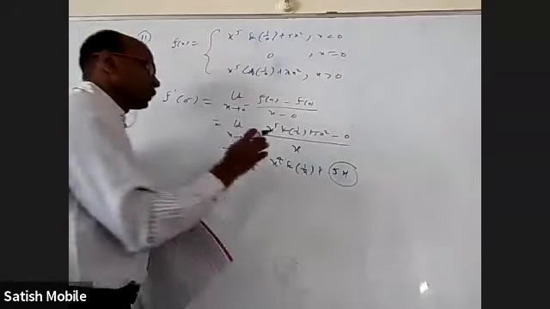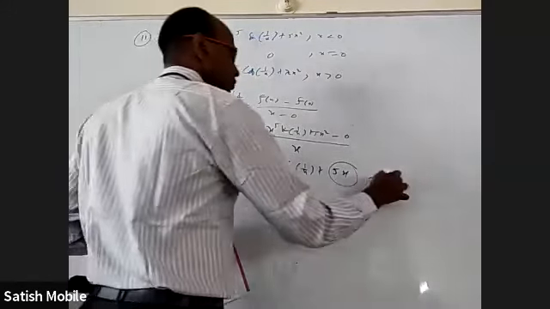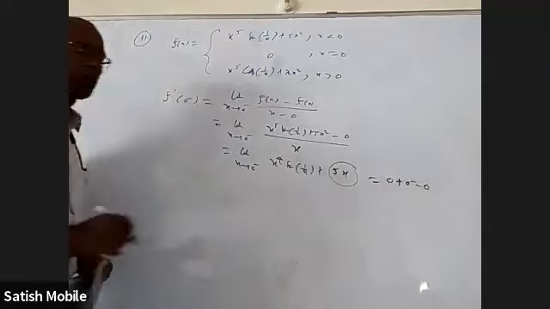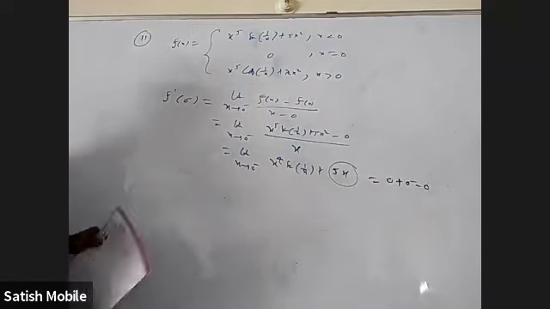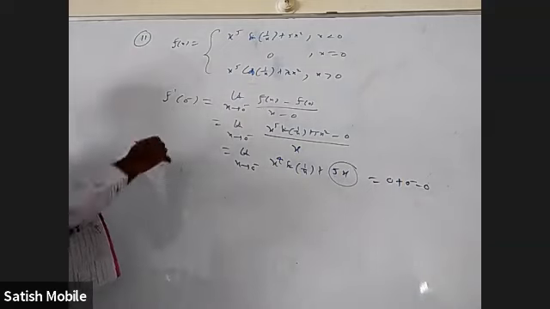We use it so many times. So this limit is 0, this limit is 0. 0 plus 0 is 0. So the first derivative, left hand derivative at 0 is 0.